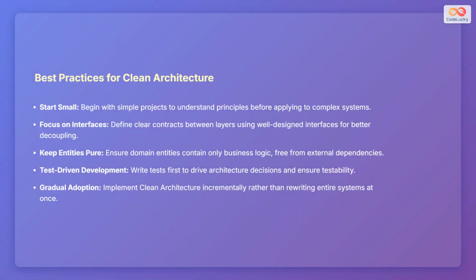To effectively implement clean architecture, start with small projects to build understanding before tackling larger systems. Focus on defining clear interfaces to separate responsibilities and create boundaries. Keep domain entities pure by including only business logic free of external dependencies. Employ test-driven development to guide design and ensure code quality. Lastly, adopt clean architecture incrementally, improving existing systems gradually rather than rewriting everything at once. These best practices lead to easier maintenance and better software quality over time.